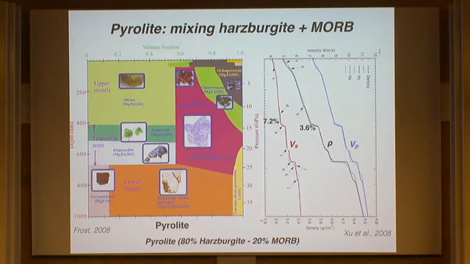If the Earth were very simple, this is what we would predict for the seismic velocity profile in the transition zone. What you see here is Vs, density, as well as Vp as a function of depth. If you look at the magnitude of the velocity jump and the density jump, typically it's about 7% for Vs and 3.6% for density. For pyrolite, in this particular calculation, you mix about 80% harzburgite plus 20% MORB, which is equivalent to a pyrolite composition.